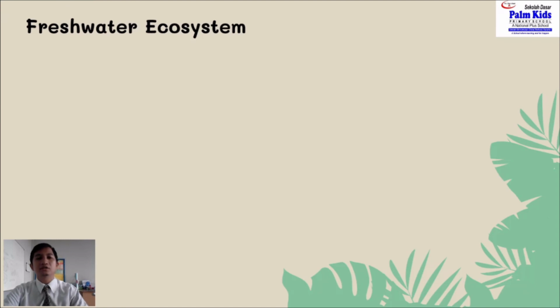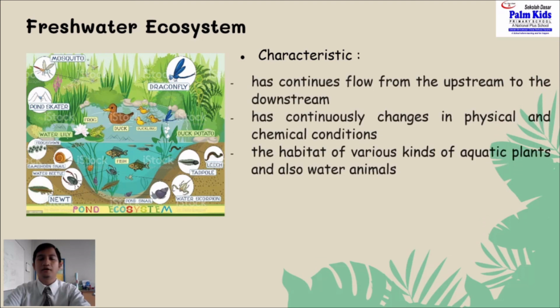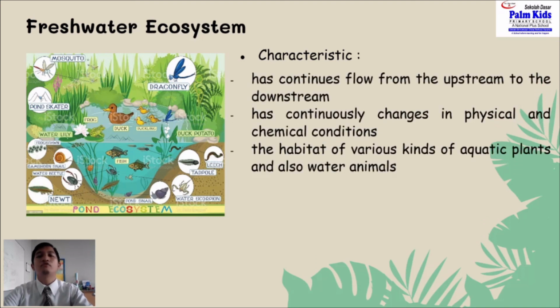Now, we know that there's also a freshwater ecosystem that is located such as in the lake, in the river, and in the pond. These freshwater ecosystems are rich based on the places. And most of the characteristics of the freshwater ecosystems are, first, it has continuous flow from the upstream to the downstream. Second, it has continuous changes in physical and chemical conditions. Third, it is the habitat of various kinds of aquatic plants and also water animals.